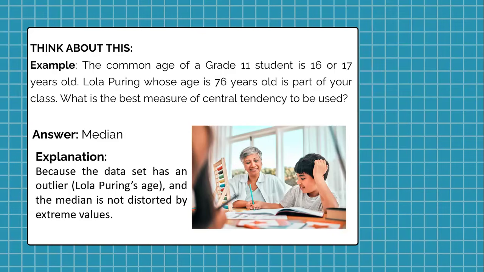As for the mode, it's difficult to identify because there are two possibilities, 16 and 17. So still, the median is the best, so that the result will not be affected by Lola Poring's age. The median will not be distorted because Lola Poring's age will appear at the highest extreme, so it's impossible that it will be the middle value.